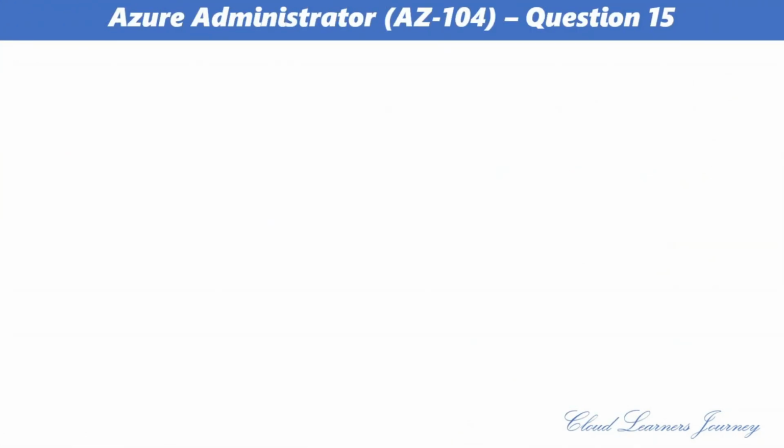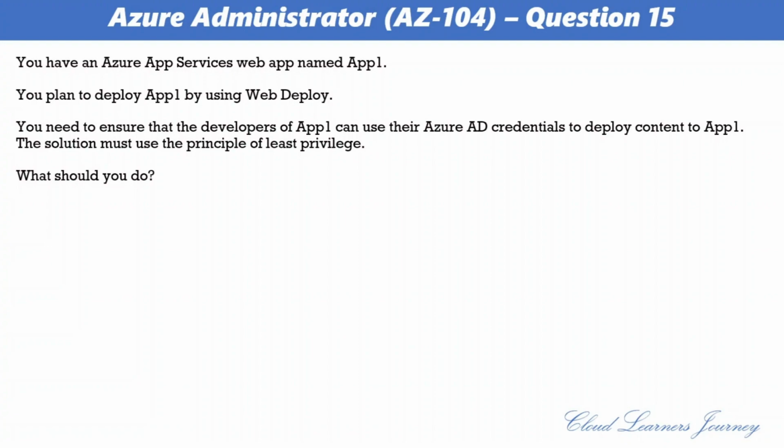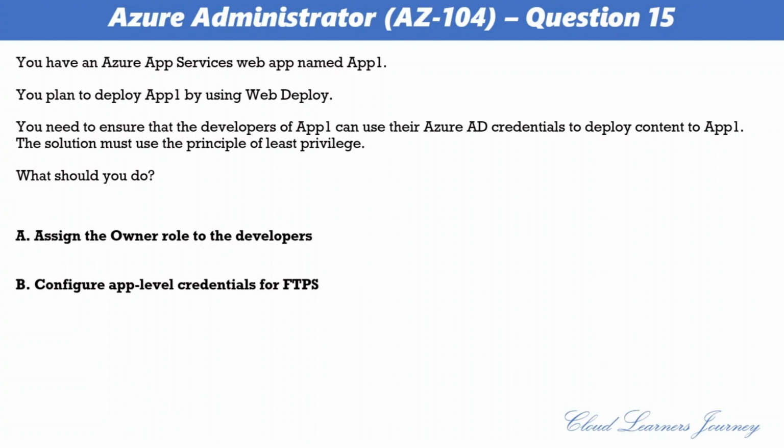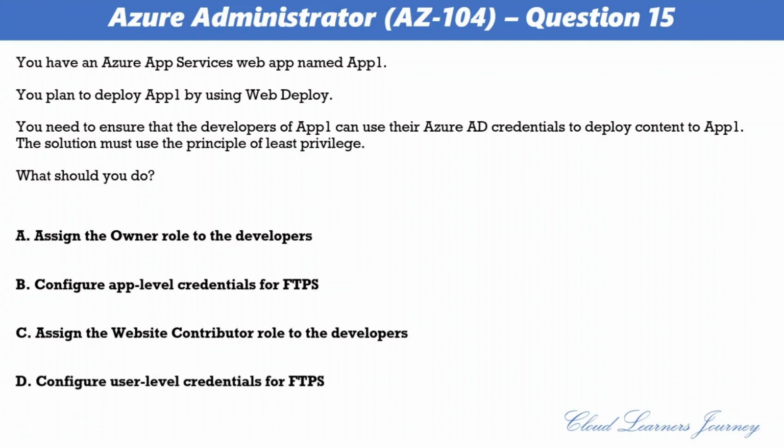Next, question number 15. You have an Azure App Services web app named App1. You plan to deploy App1 by using Web Deploy. You need to ensure that the developers of App1 can use their Azure AD credentials to deploy content to App1. The solution must use the principle of least privilege. What should you do? And the options are A. Assign the owner role to the developers. B. Configure app level credentials for FTPS. C. Assign the website contributor role to the developers. D. Configure user level credentials for FTPS.